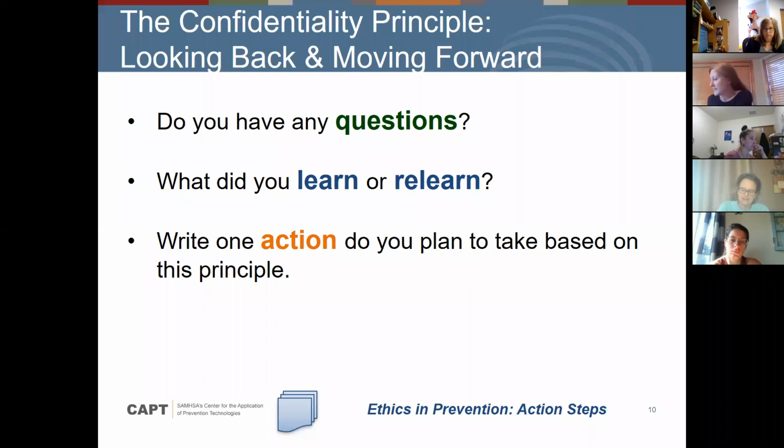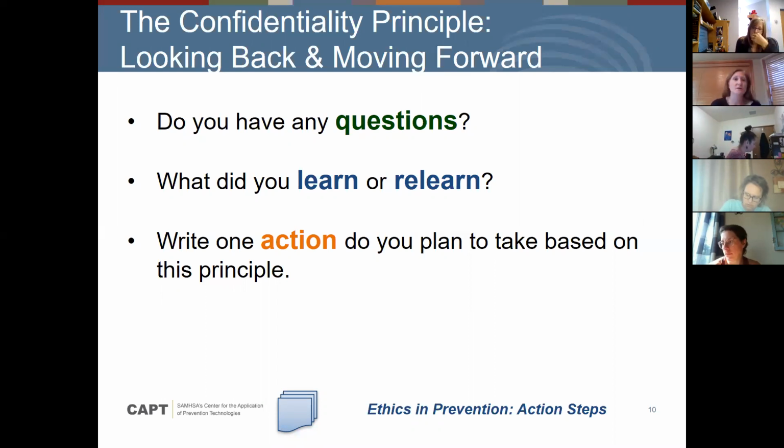If you would just take out that sheet again that Dodie's asking you guys to fill out for the credit. I don't know why I don't have mine in front of me. Yes, and fill out number 5 on the back, confidentiality. Write one action step you plan to take based on this principle. Maybe what you learned or relearned.